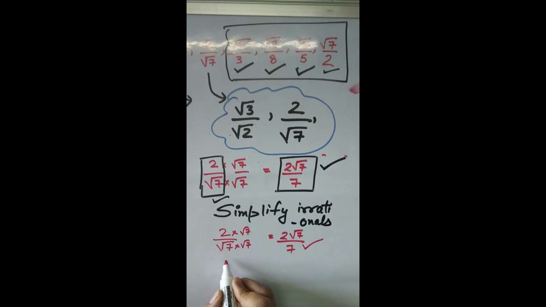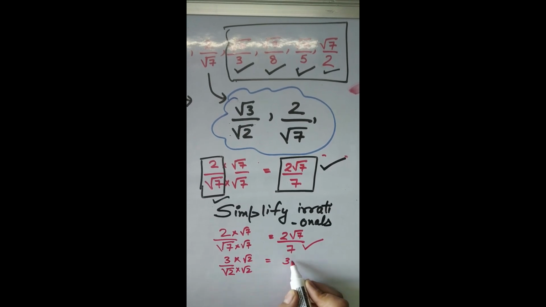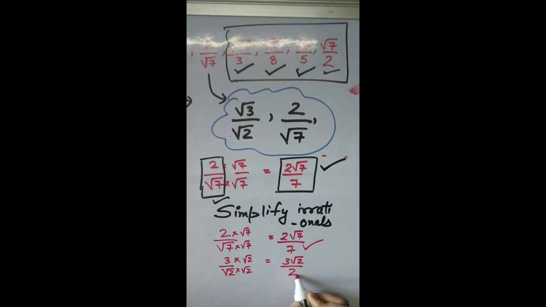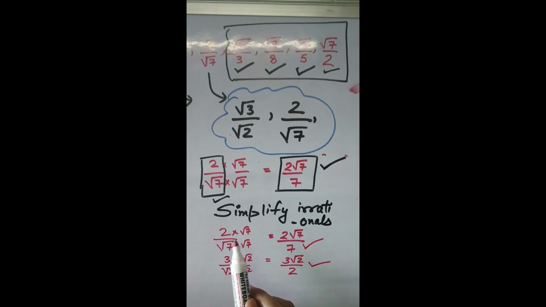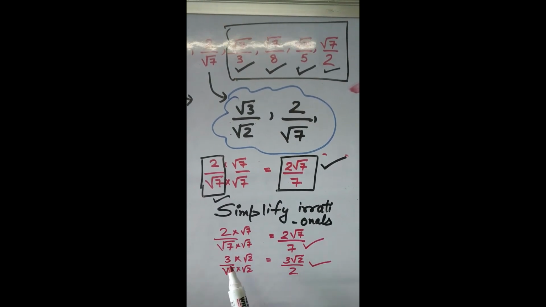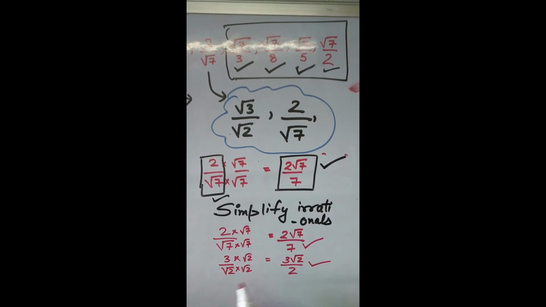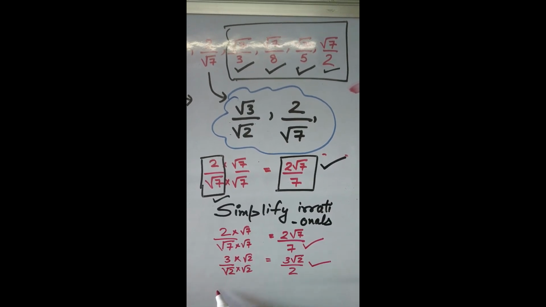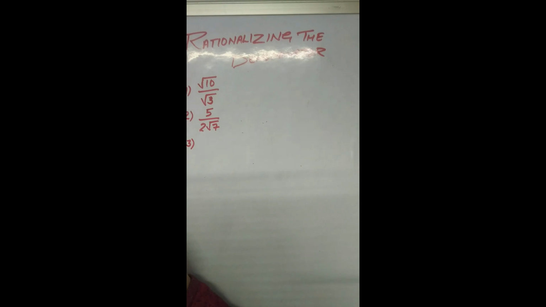Now there are many more numbers. Just like if you have 3 over root 2, then you will multiply it with this, and you'll get this, and this is the rationalized form of 3 over root 2. This technique of simplifying irrationals is called rationalizing the denominator.